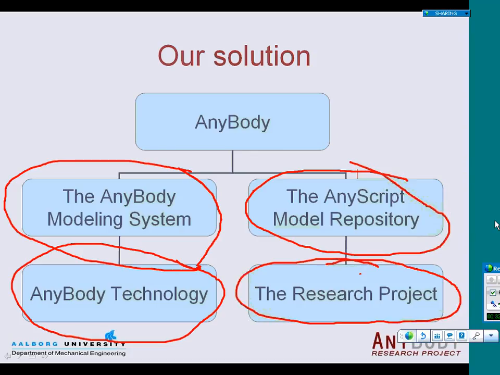This is the models that we are developing. Those we are developing at the university in the Anybody Research Project. This is public science that is being made for public money at the university, and therefore the AnyScript model repository is entirely in the public domain. And when I say entirely in the public domain, I really, really mean entirely in the public domain. There are no strings attached to these data.